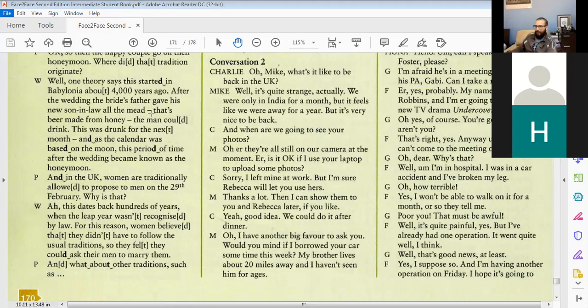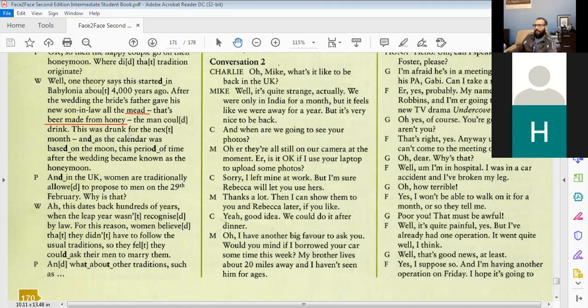So we have this word. Can you see this word? Mead. So what's mead? After it, you have the explanation. What does it say? It's beer made from honey. Yes. Mead is an alcoholic drink. It's made from honey.